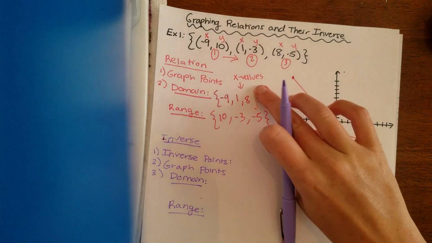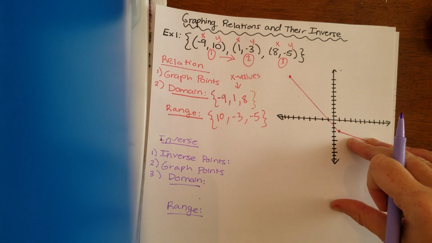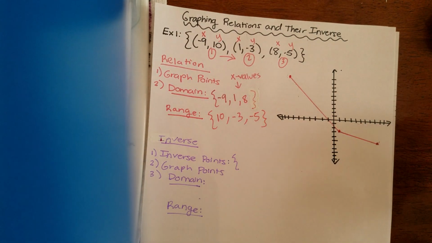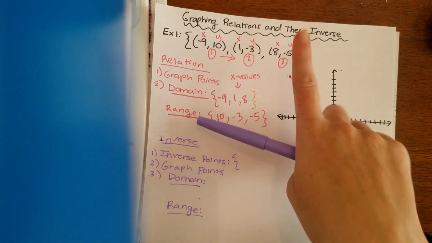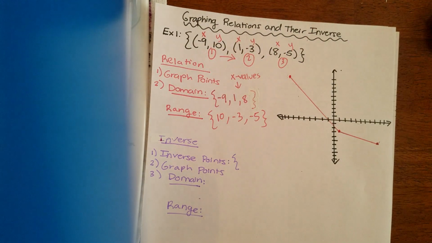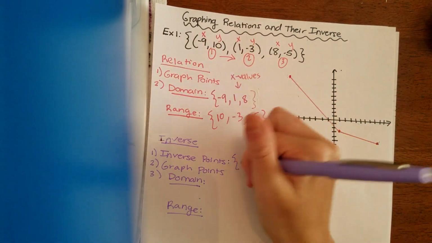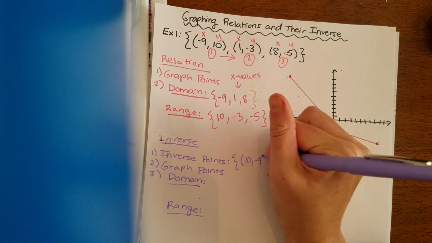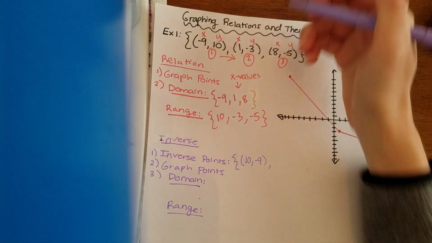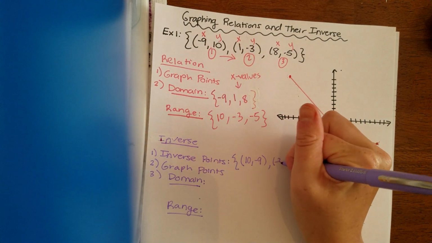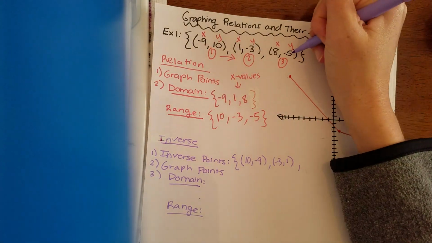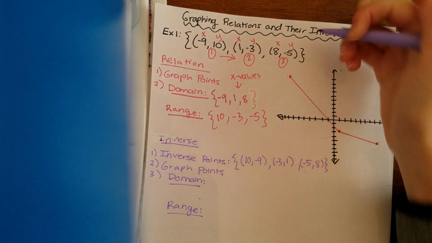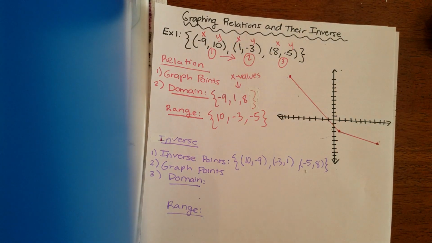Our signs do not change when we find the inverse, or when we interchange our x and y values. So my inverse points are in a set, so I'm going to draw my curly braces. All I'm going to do is list these 3 points, but my x and y values are going to trade spots. My first one would be (10, -9). My next one would be (-3, 1). And my last point would be (-5, 8). So all I did was trade the x and y values, just like that.